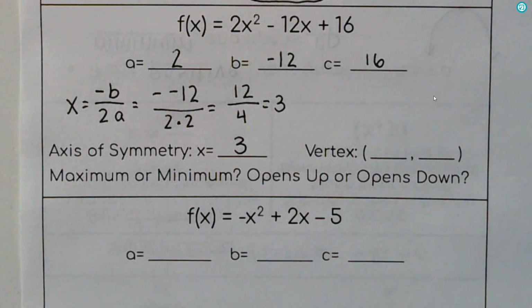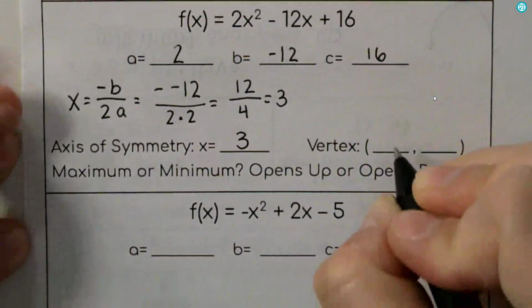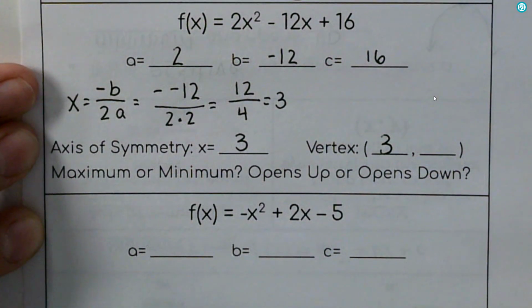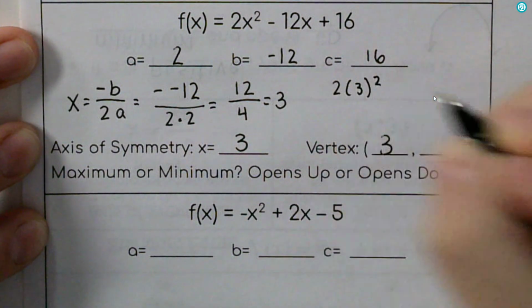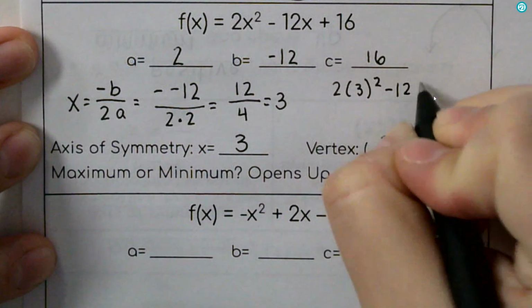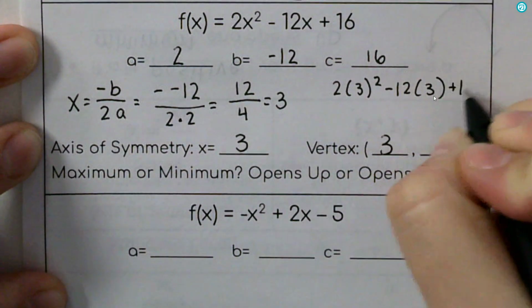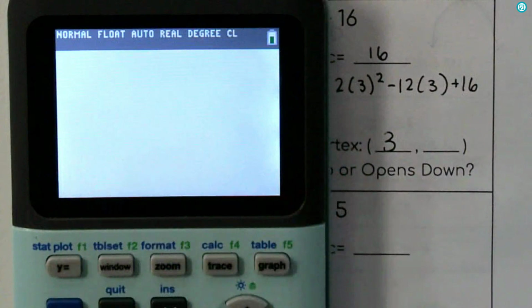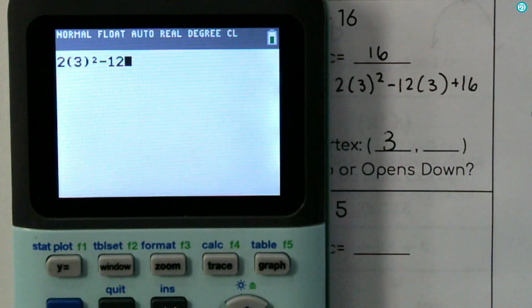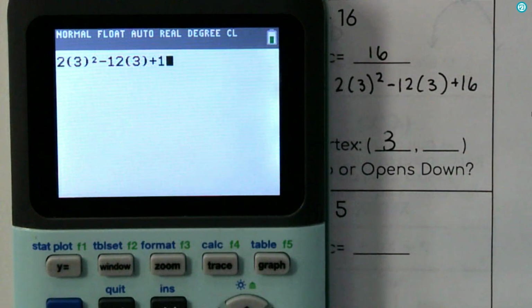Okay, then that is the x value of my vertex, and we will plug that in for x to find the y value of my vertex. So we'll do 2 times 3 squared minus 12 times 3 plus 16. When you guys are doing your assignments, make sure you write that down. Write down what you're going to put in your calculator, but then you can totally just put it in your calculator. So 2 times 3 squared minus 12 times 3 plus 16.